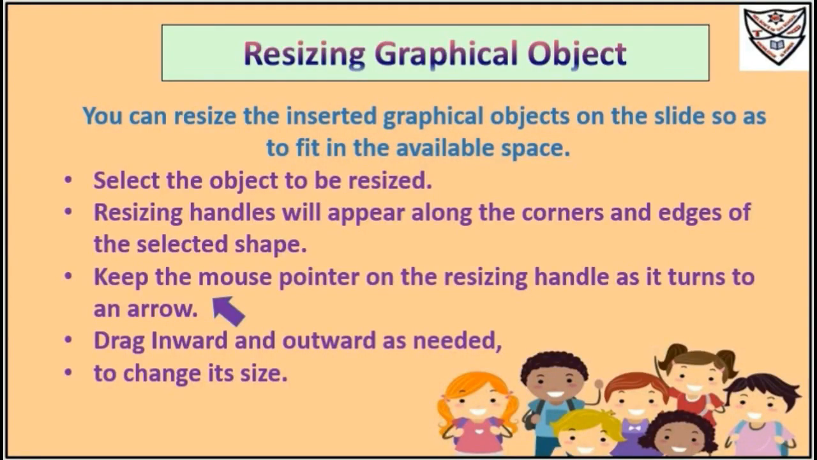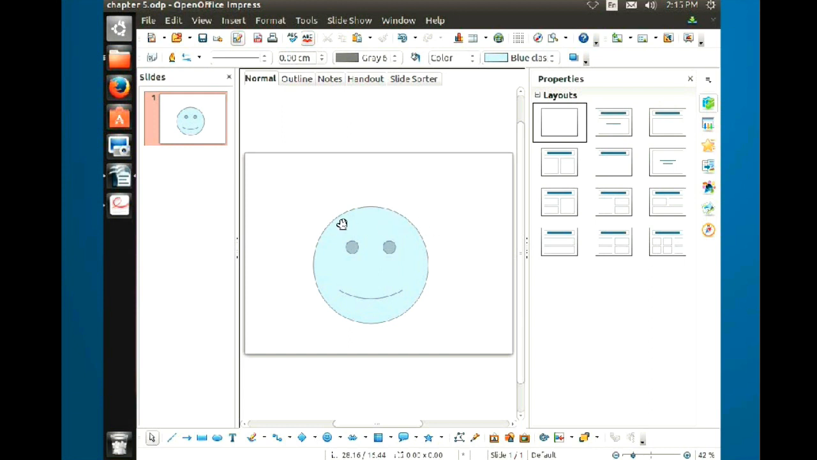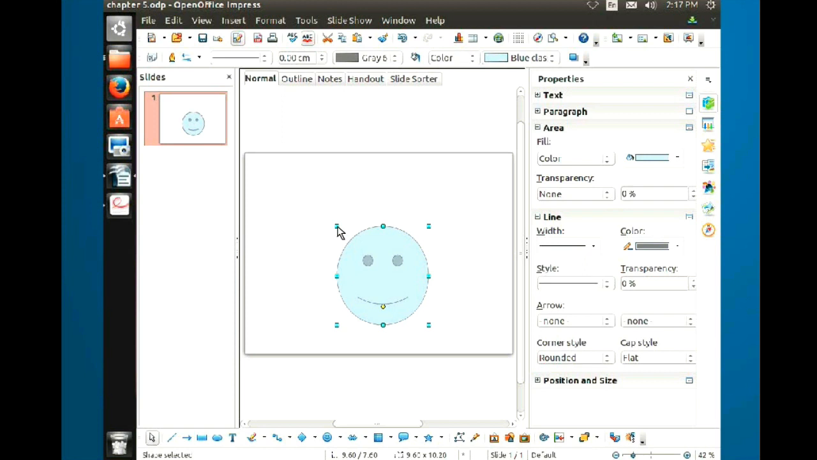Resizing the graphical object. You can resize the inserted graphical objects on the slide so as to fit in the available space. Now select the object to be resized. Next, resizing handles will appear along the corners and edges of the selected shape. Keep the mouse pointer on a resizing handle until it turns to an arrow. Now drag inward or outward as needed to change its size.